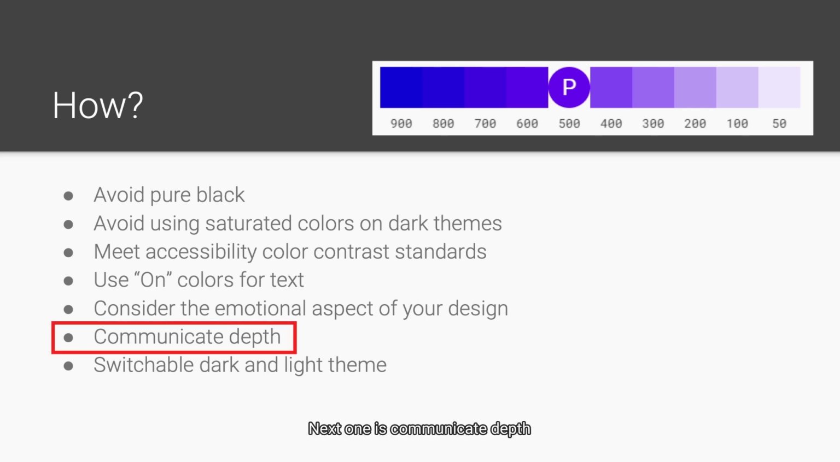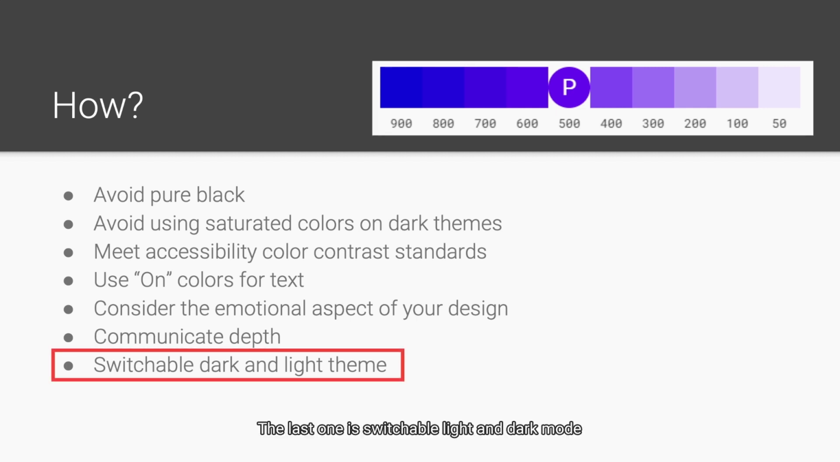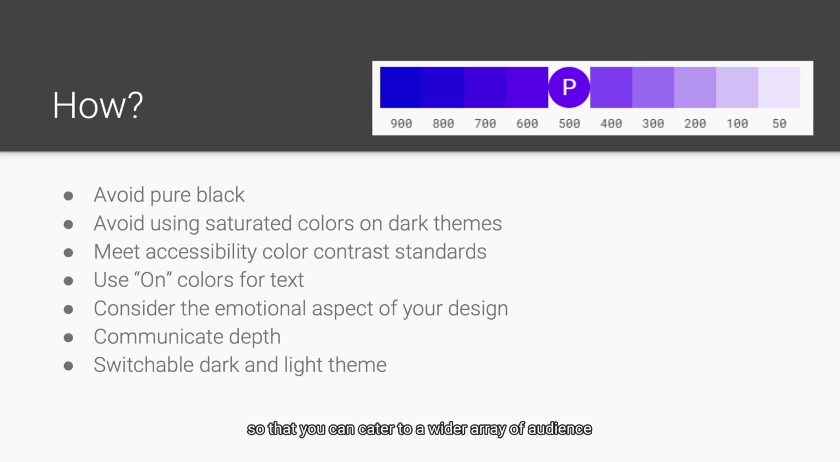Next one is to communicate depth. Elevation is a tool that we use to communicate the hierarchy of elements. In light mode, we use shadows to express the elevation. The same approach wouldn't work in dark theme, so it's better to illuminate the surface of each level. The higher the elevation, the lighter the surface. The last one is a switchable light and dark mode so that you can cater to a wider array of audiences.